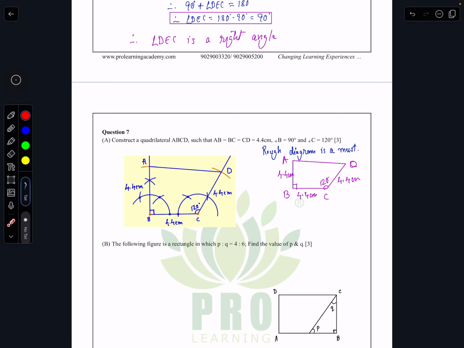What is more important is showing the arcs. Our arcs should be clearly visible. 90 degrees was given, so that must be labeled here. 120 degrees was given, so 120 should be labeled. The three sides which are given are 4.4 centimeters, so we have to write 4.4 here, here, here. You could go one more step and write that these were given as equal. This is the marking that you could show.